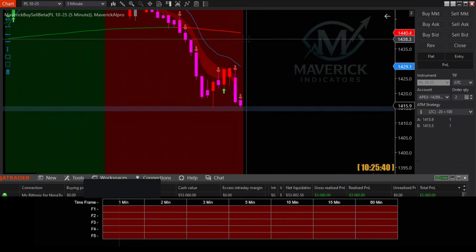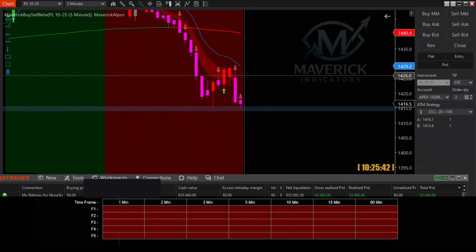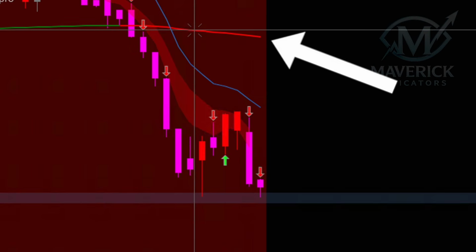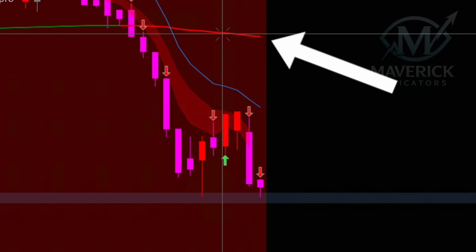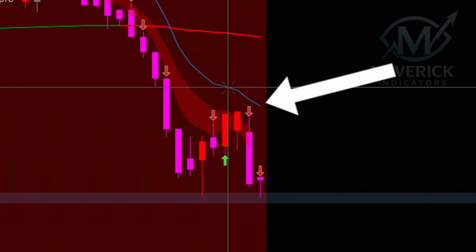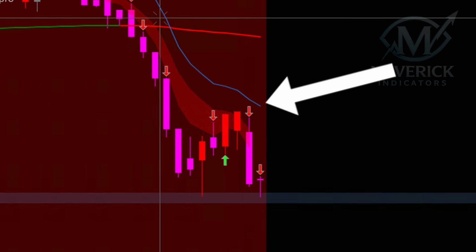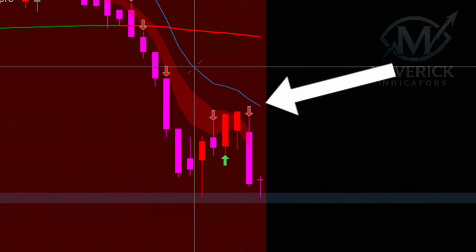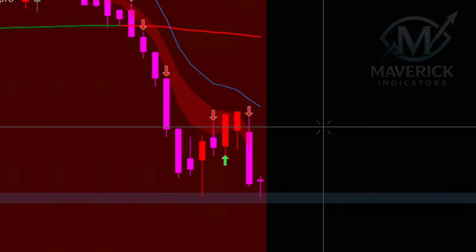Again, the Maverick AI Pro is coloring my background red. The Maverick AI Pro has turned my Maverick 200, the 200 EMA, red. So I'm below the 200. I am below the Maverick guide. You see this blue line right here, folks? This is the Maverick guide. When we're above the Maverick guide, we go long. When we're below it, we go short.